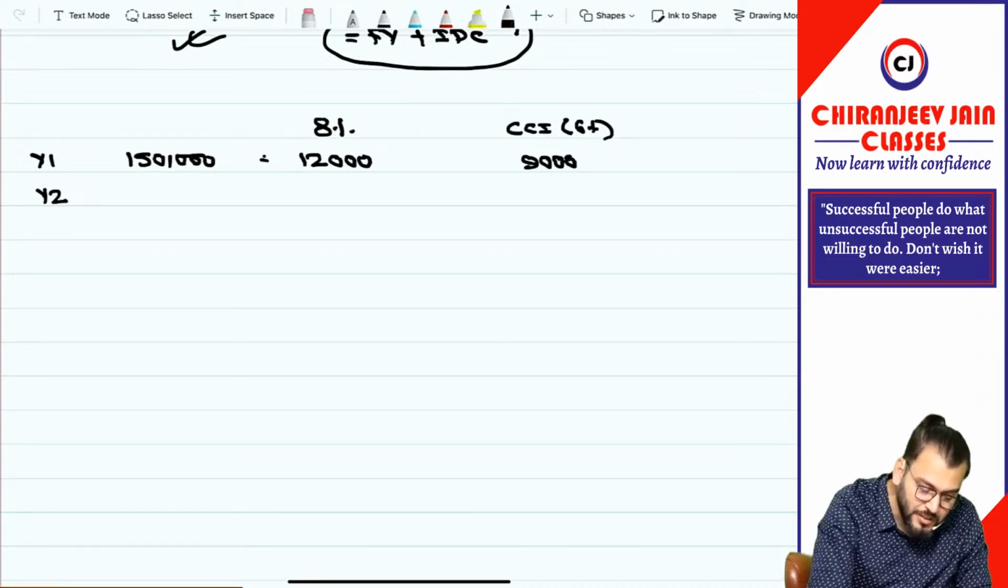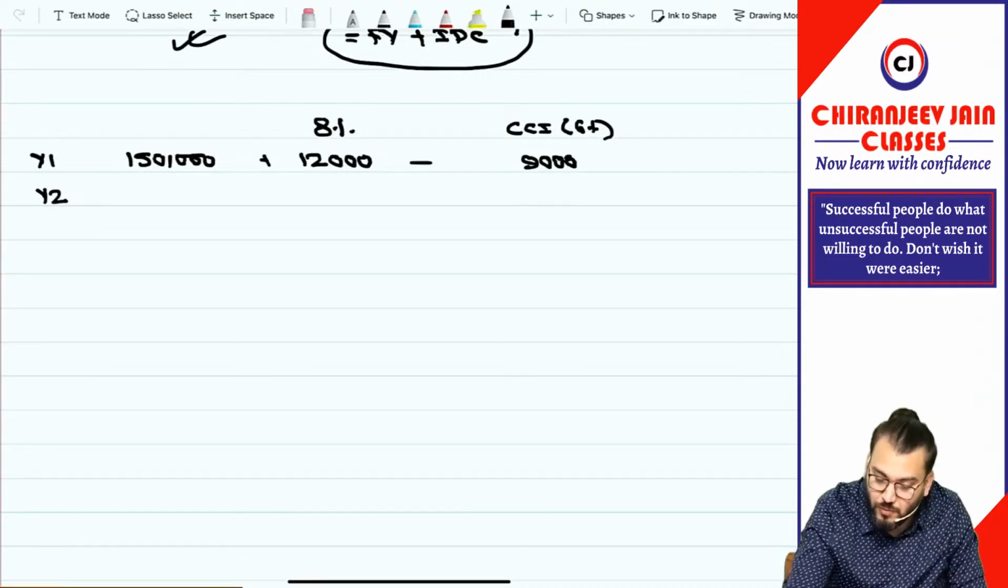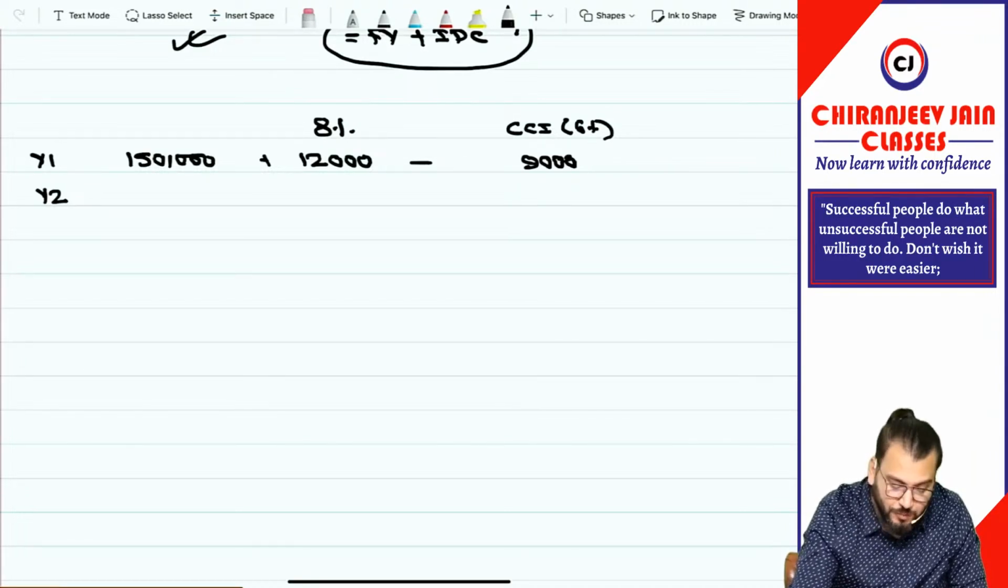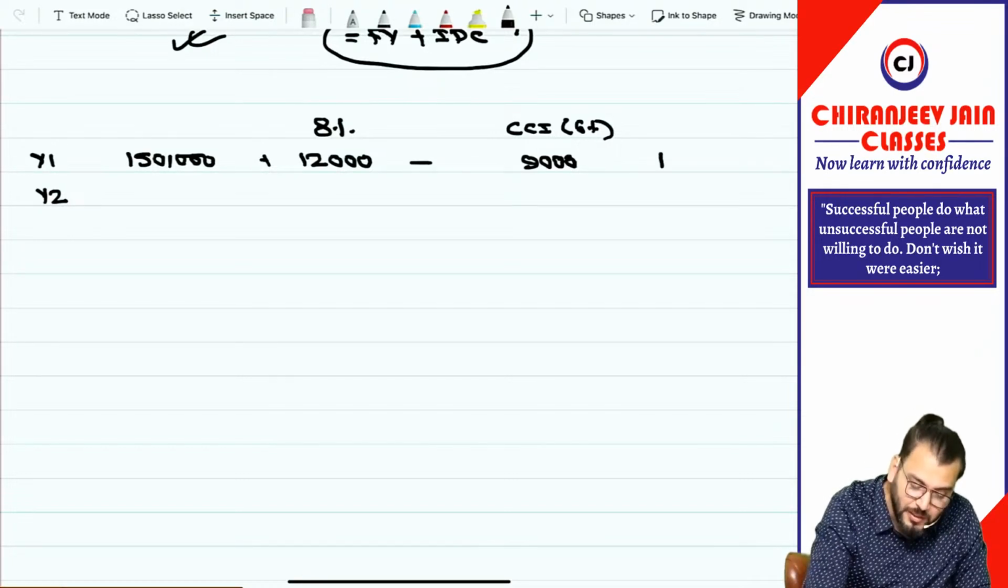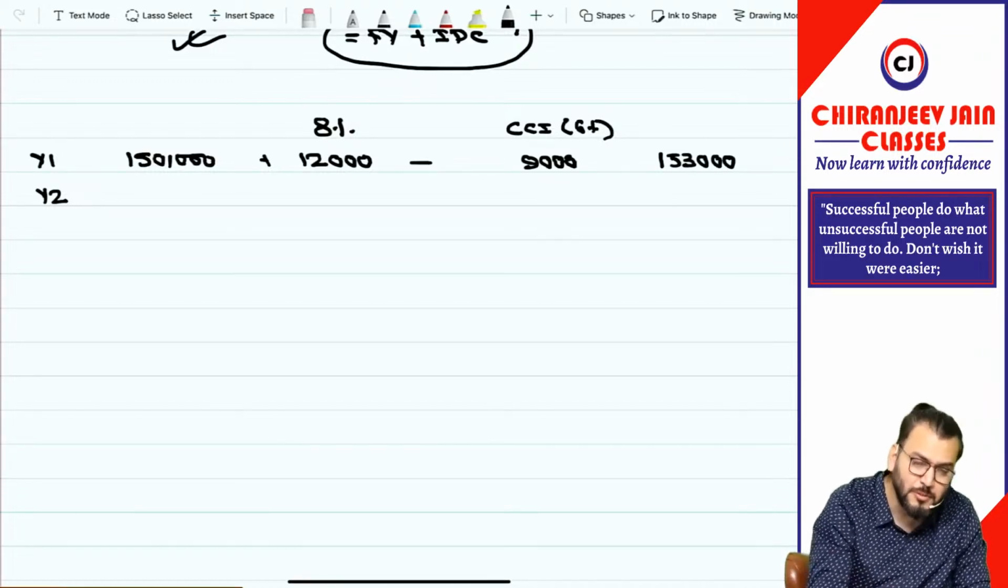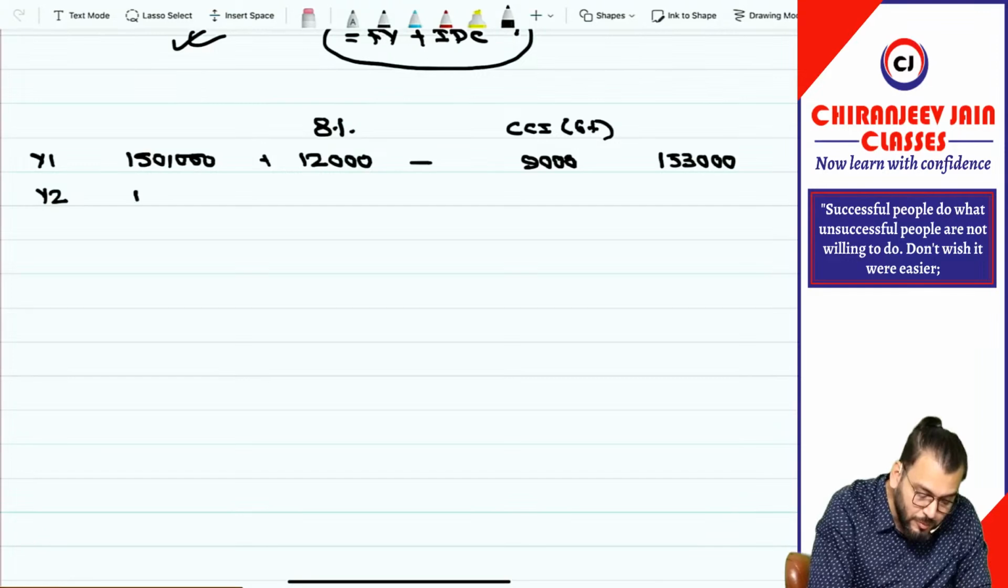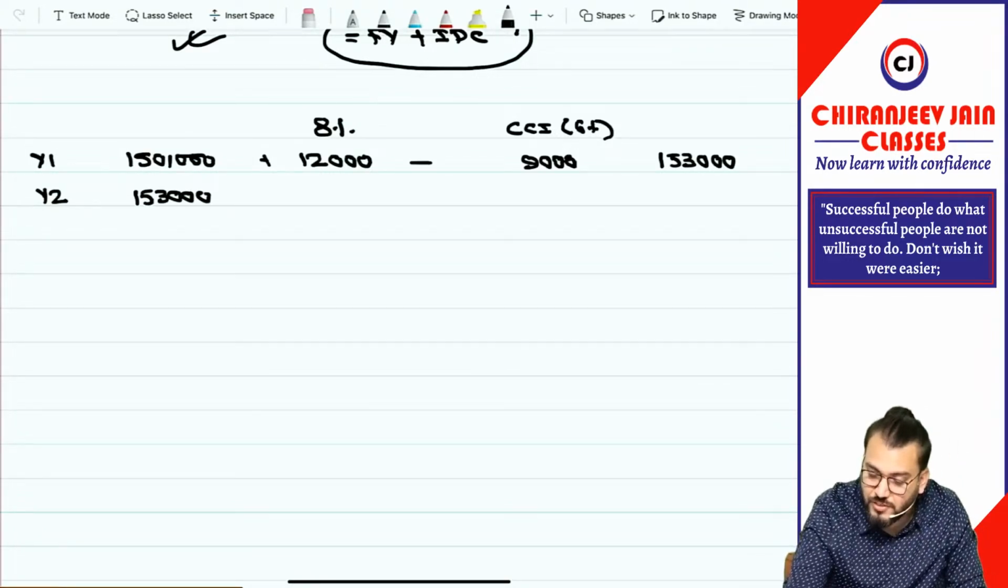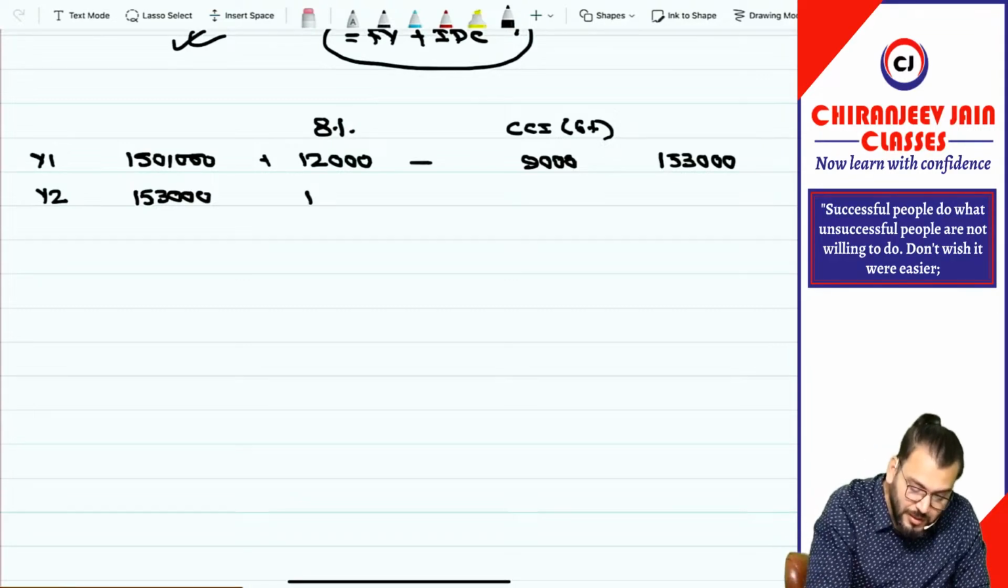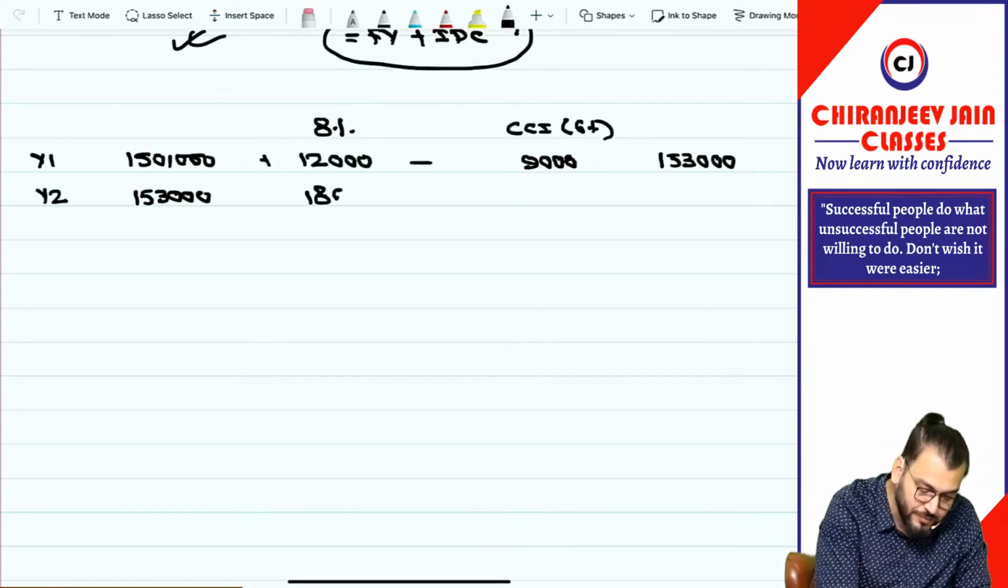So we will do this plus this minus. So it is 1,50,000 plus 12,000 minus 9,000, which is equal to 1,53,000. This is the closing balance of the first year, means the opening balance of the second year. Correct. 1,53,000 at 12%. So it comes to 18,360.